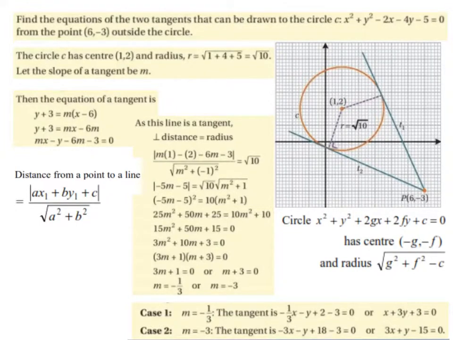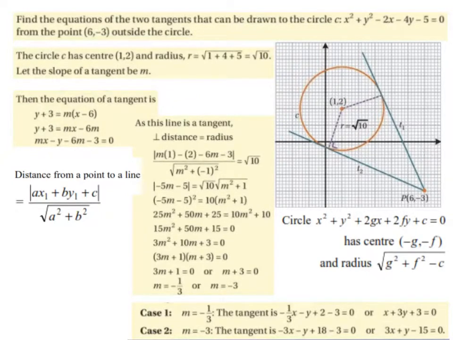Next, I'm going to work out the radius. I'm going to use this formula, the square root of g squared plus f squared minus c. I take the 1 and square it, so I've got 1. I take the 2 and square it, so I get 4. Then I've got minus c, so it's minus 5, which is plus 5. So I get the square root of 10. So I have my centre and I have my radius of the circle.